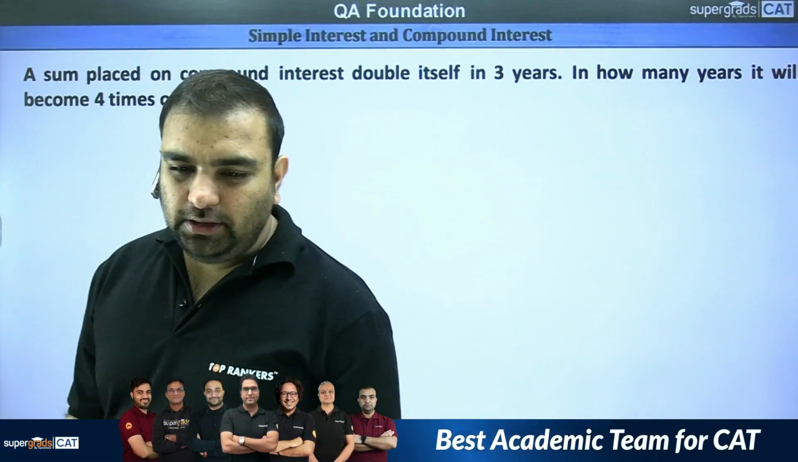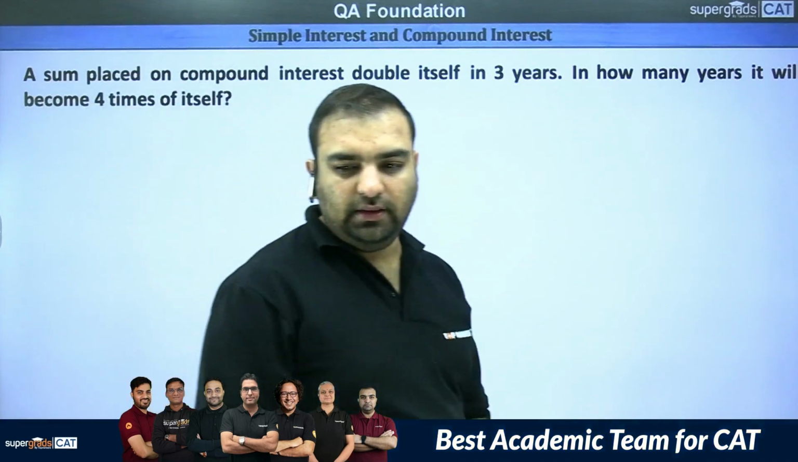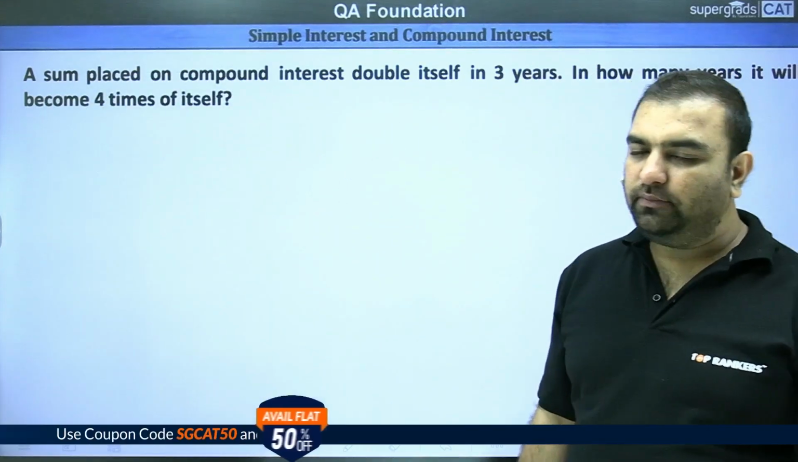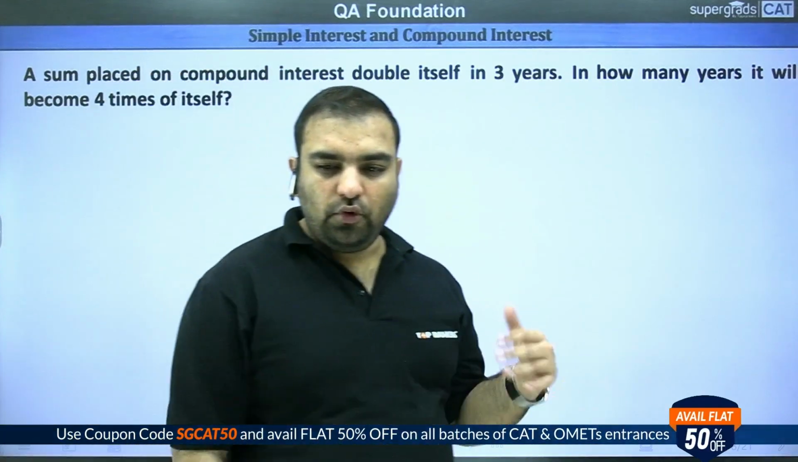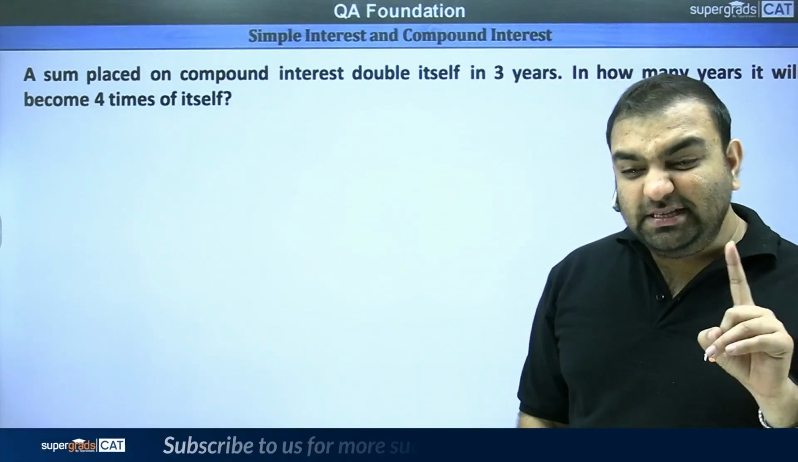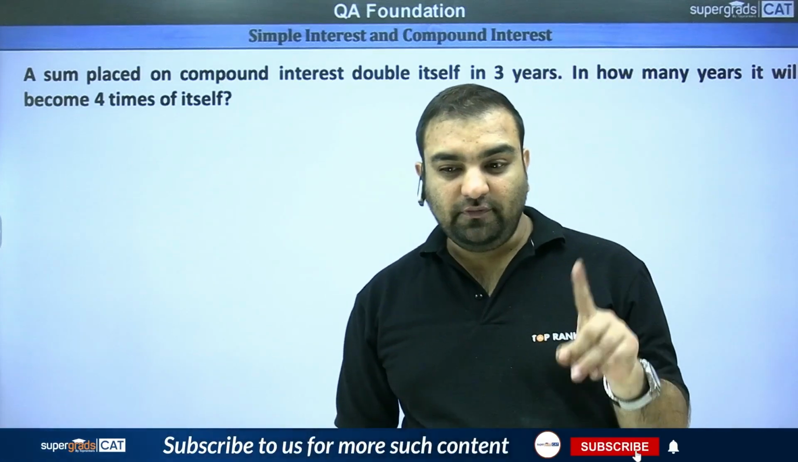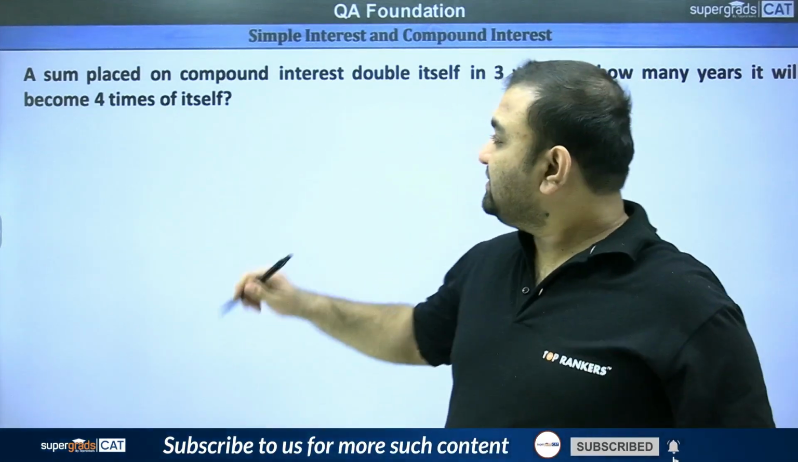A sum of money on compound interest doubles itself in 3 years. In how many years will it become 4 times of itself? एक मनी डबल हो जाती है 3 साल में, 4 times. Here, this question is different from the question we have done at the time of SI because it is compound interest.